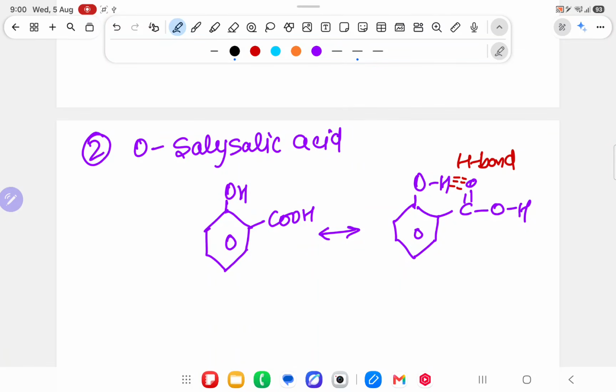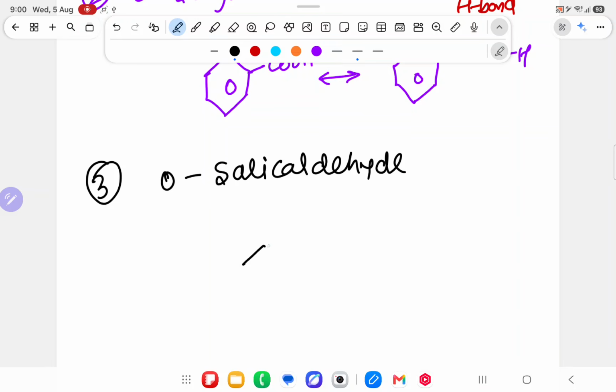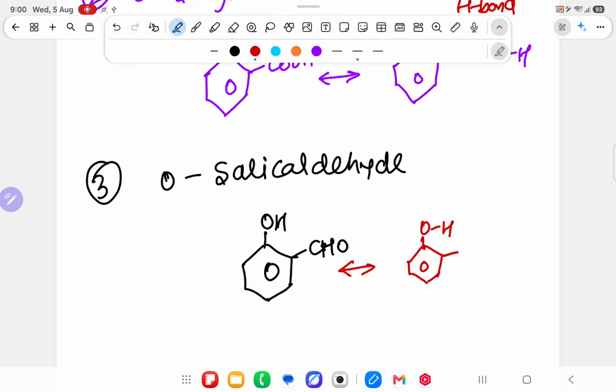Suppose I take another example, the third one, that is known as orthosalicylaldehyde. This example you have to learn. Trust me, it is not about which one of the following will show. Every example I am dictating, how many examples are required, I am dictating all. More than that, there is a 0.001% chance that it will come. This structure here is forming a hydrogen bond.